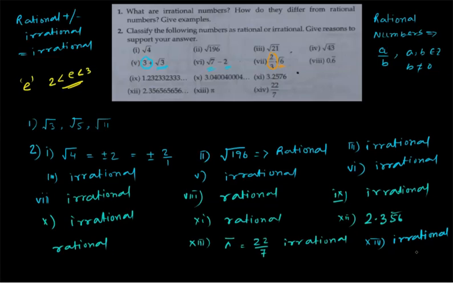Okay, so these are the examples of the questions, that is whether this is irrational or it is a rational number.